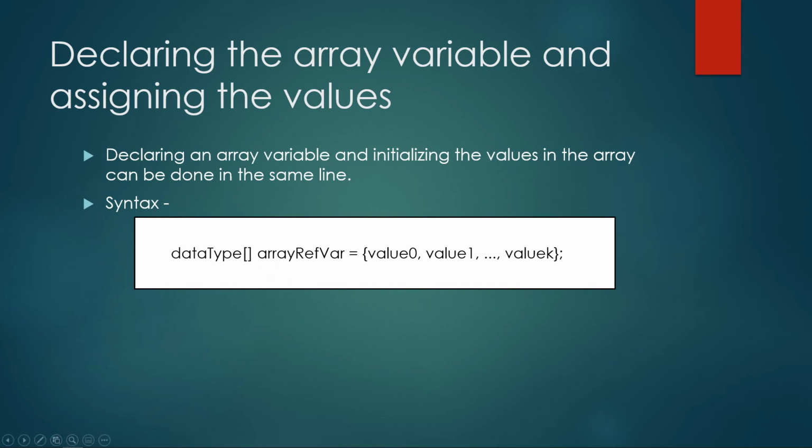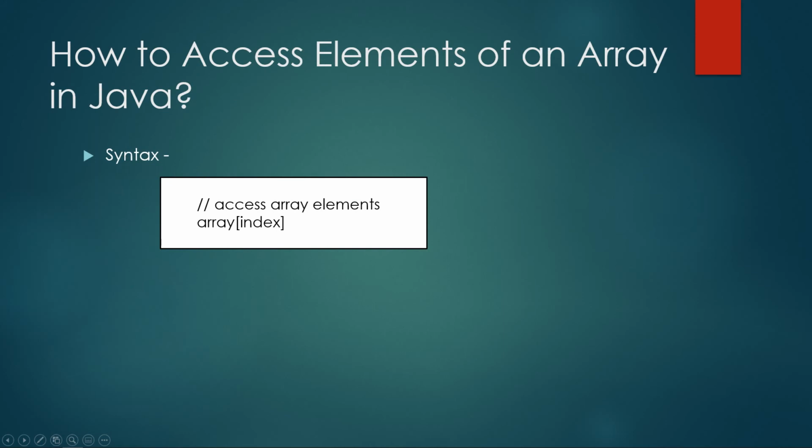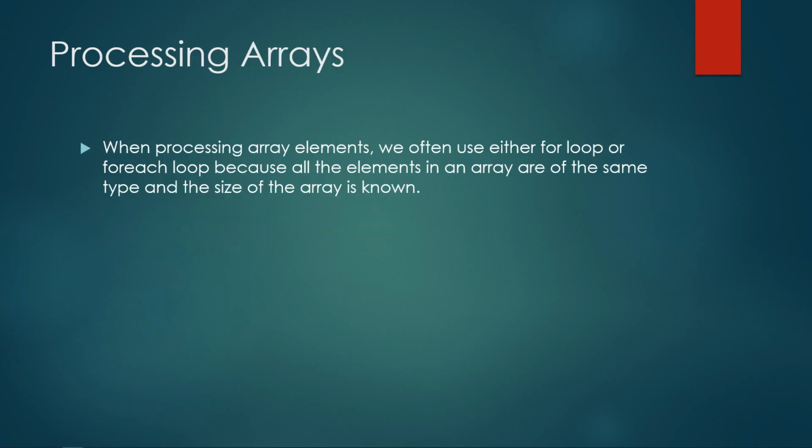So, how to access elements of an array? The simplest way is to give the array name and the index. The index should be within square brackets. When it comes to processing arrays, we often use either a for loop or for each loop because all the elements in an array are of the same type and size of the array.